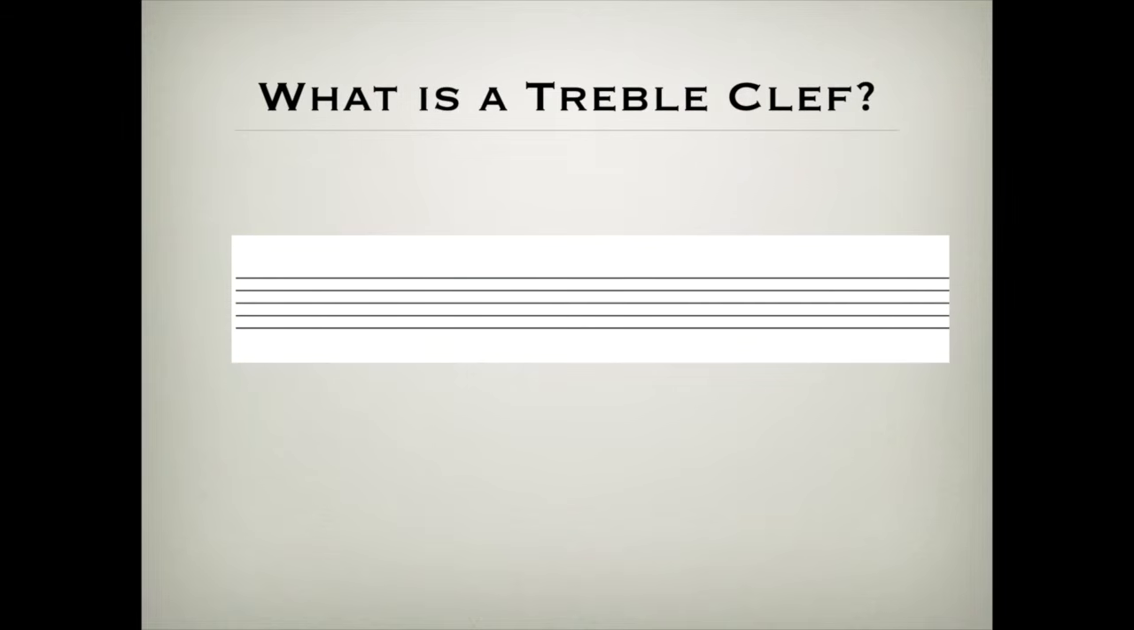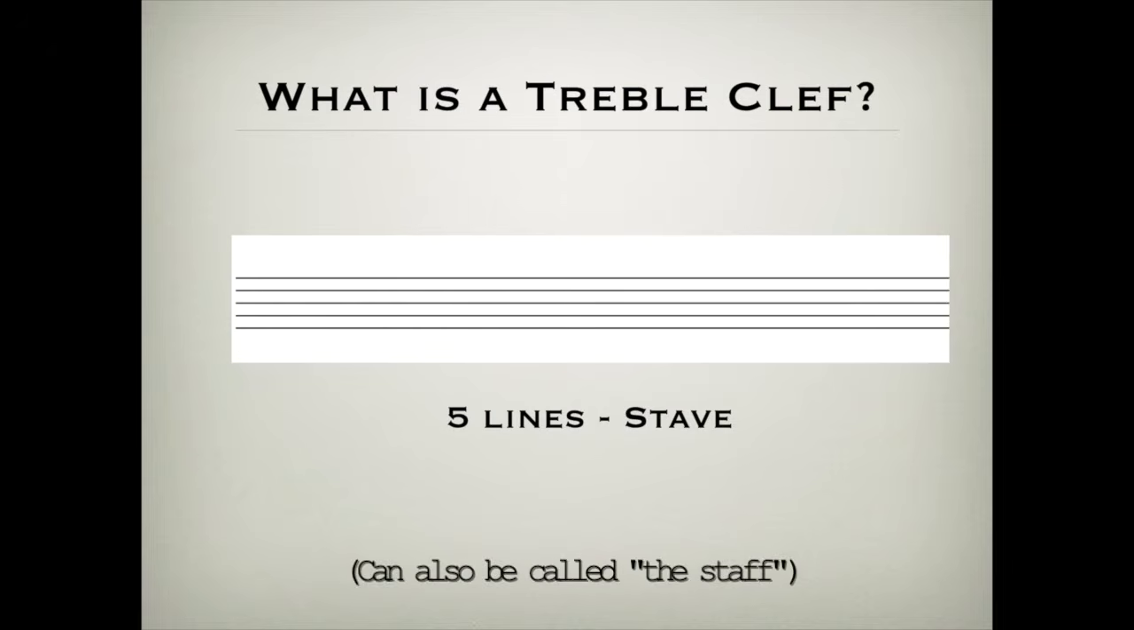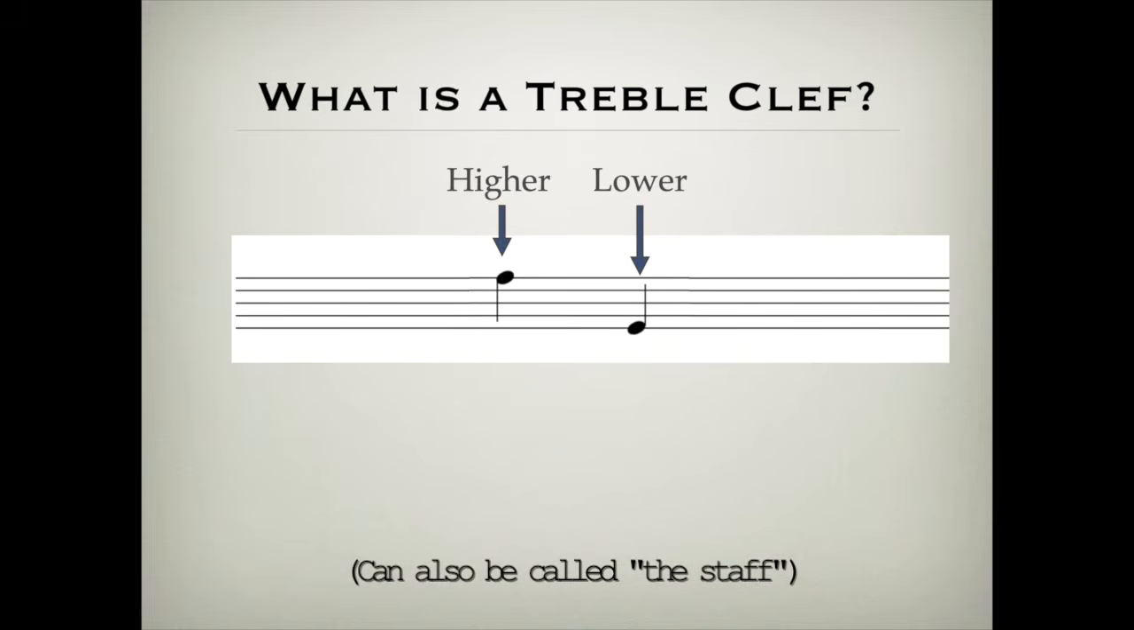Now you're probably aware that traditional music is written on 5 lines, and these lines are called the stave. And when you put a note on a line or a space on the stave, there's a very simple principle. The higher the note on the stave, the higher in pitch it is. The lower the note, the lower in pitch. So in this one here, that note on the left hand side is clearly higher than the one on the right hand side.